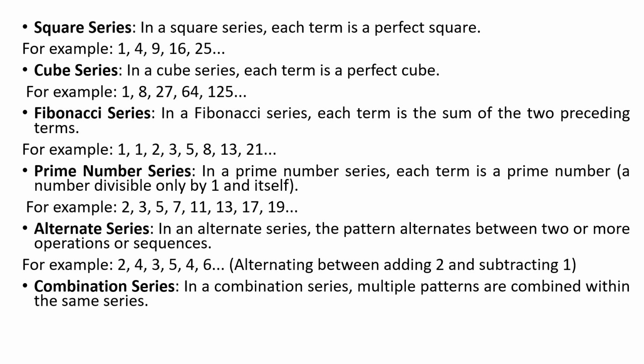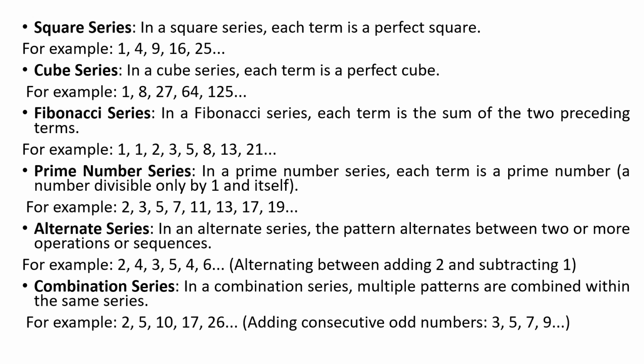Combination series. Multiple patterns are combined within the same series. For example, 2, 5, 10, 17, 26. In this case, it is adding consecutive odd numbers. For example, 2 plus 3 is 5. Then 5 plus 5 is 10. Then 10 plus 7 is 17. 17 plus 9 is 26. So the next number according to the rule is 26 plus 11, which will be 37. So these are the different types of number series.